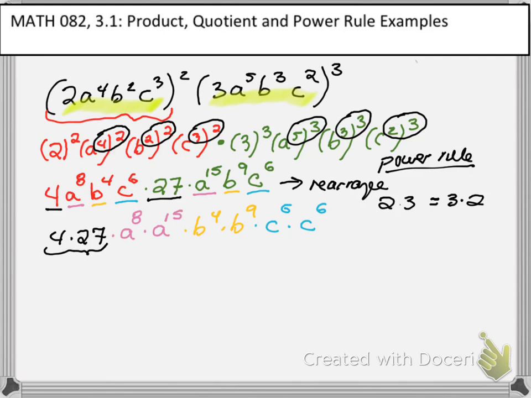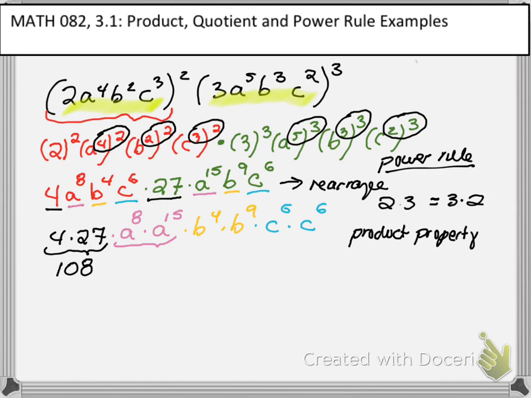So 4 times 27, that's not really an exponent property. That's just simple multiplication. I believe that's going to give you 108. You can double check my math there. All right, if we look at our pink equation, A to the 8th times A to the 15th. Let's think about what property that is. If you said the product property, then you are correct.